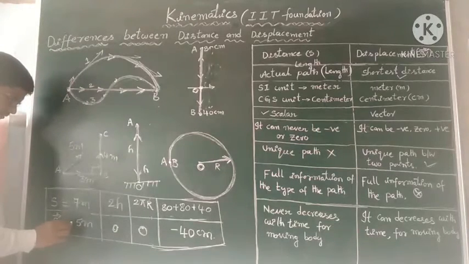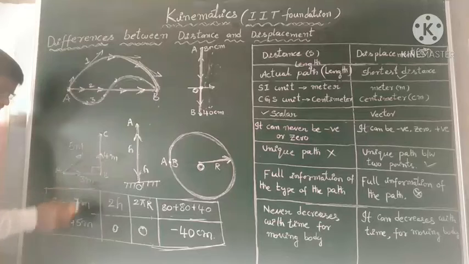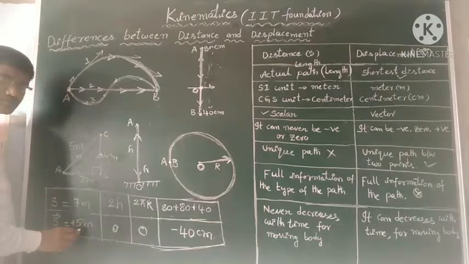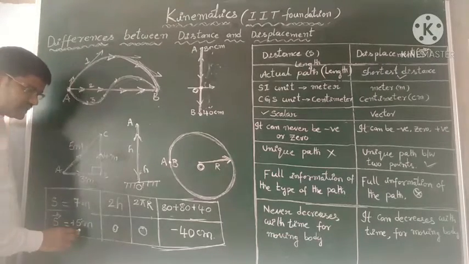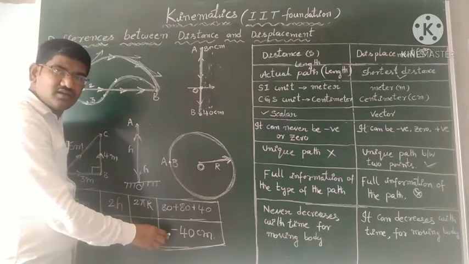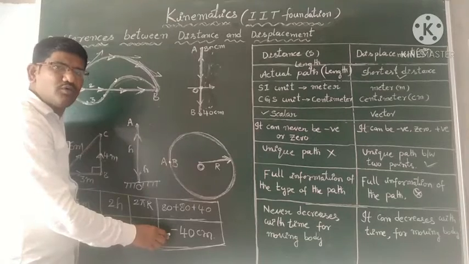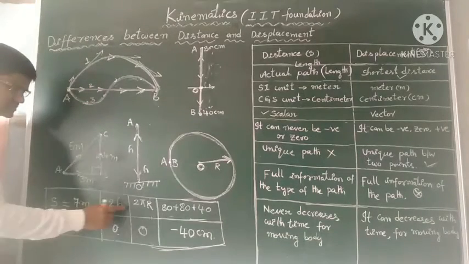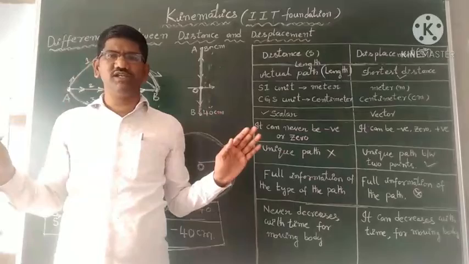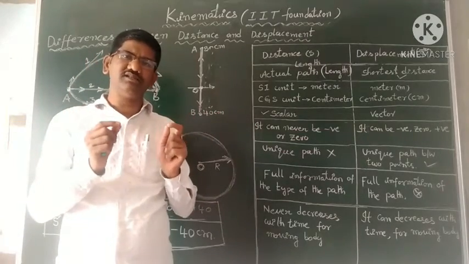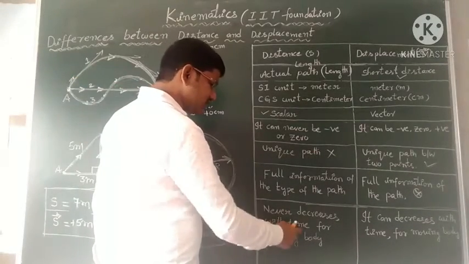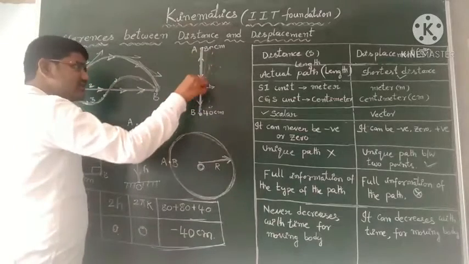So displacement can be positive in this situation. In this situation displacement is 5 meters. Okay students, it can be 0 and it can be negative. So displacement can be positive, negative or 0. But see, distance is never 0 for a moving body. So distance can never be 0 if a body or a particle is in motion. It never decreases with time for a moving body, even though it has reversed the direction.